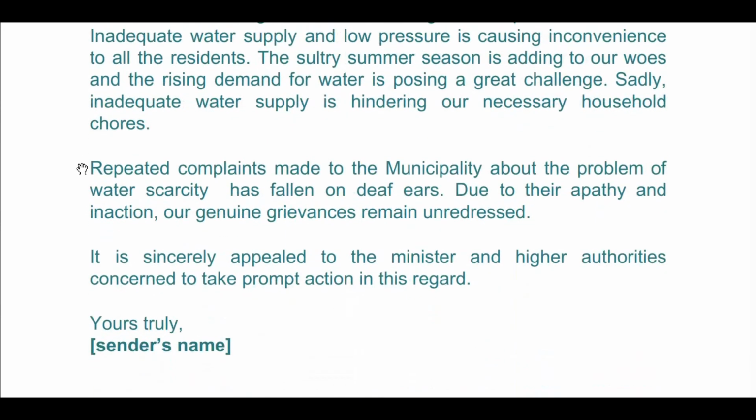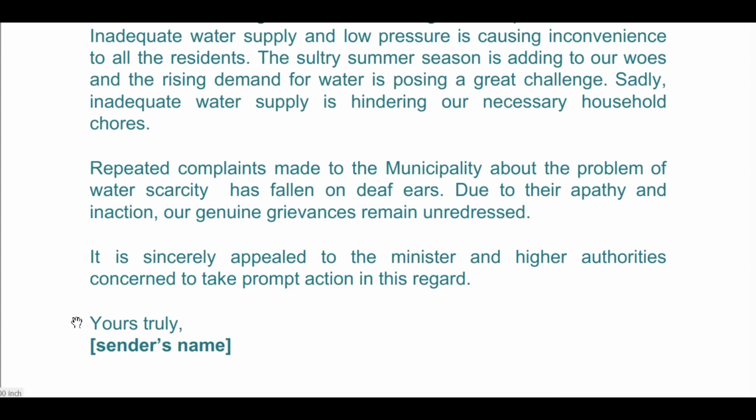Repeated complaints made to the municipality about the problem of water scarcity has fallen on deaf ears. Due to their apathy and inaction, our genuine grievances remain unredressed. Now, leaving a line, you will write the concluding paragraph. It is sincerely appealed to the minister and higher authorities concerned to take prompt action in this regard. You can see that the conclusion part is not very long. It should be short and crisp. Precisely, you have to describe.